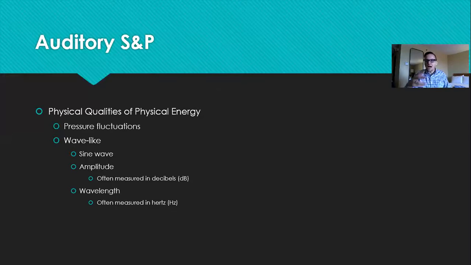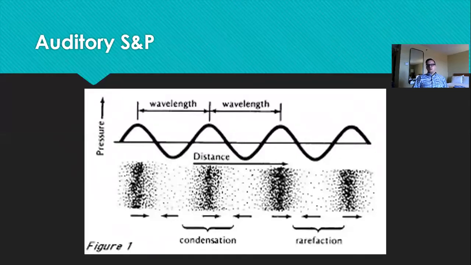Now we can plot that change in air pressure with a sine wave. I'll show you a sine wave in a little bit. But two features of that sine wave that we tend to measure, and look at the relationship between those qualities and our perception of sound, are the amplitude of the wave, which I'll describe in a little bit, and the wavelength of the wave. So here is an example of a wave. Here's your sine wave, and here's what's actually happening. Remember the condensation, what I was calling compression, literally the same thing, and then rarefaction, right?